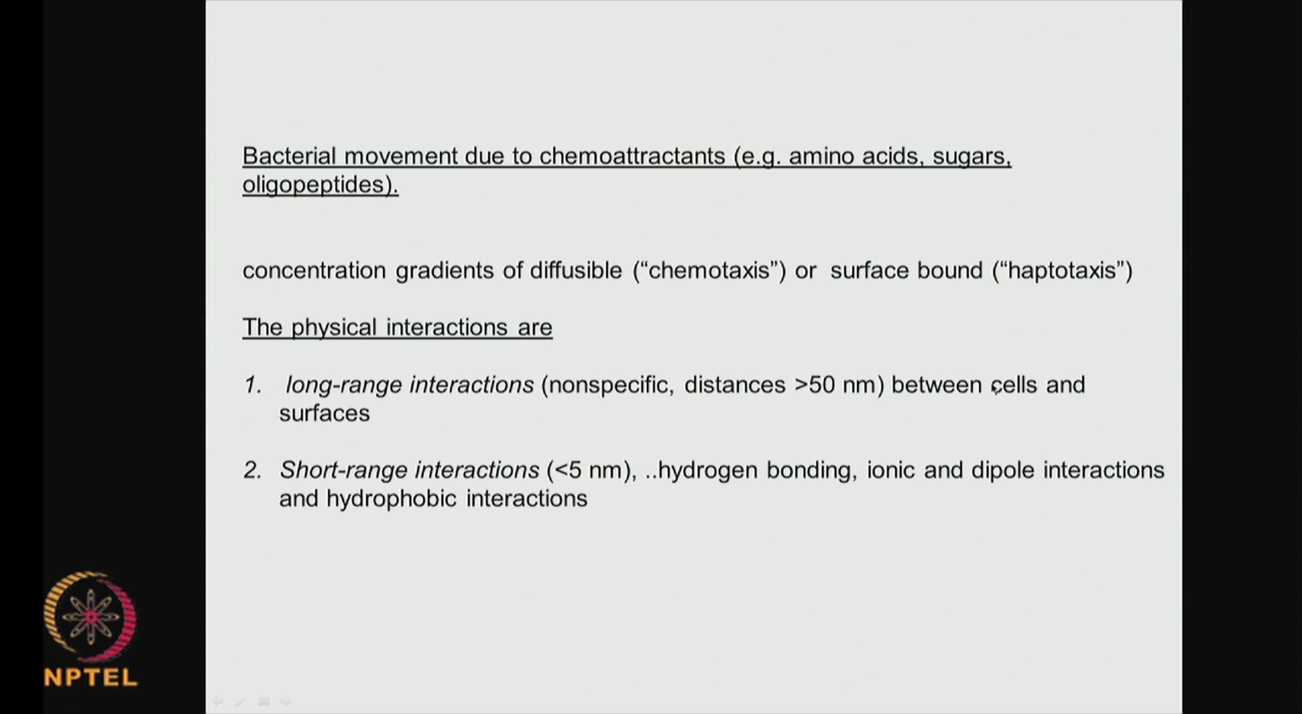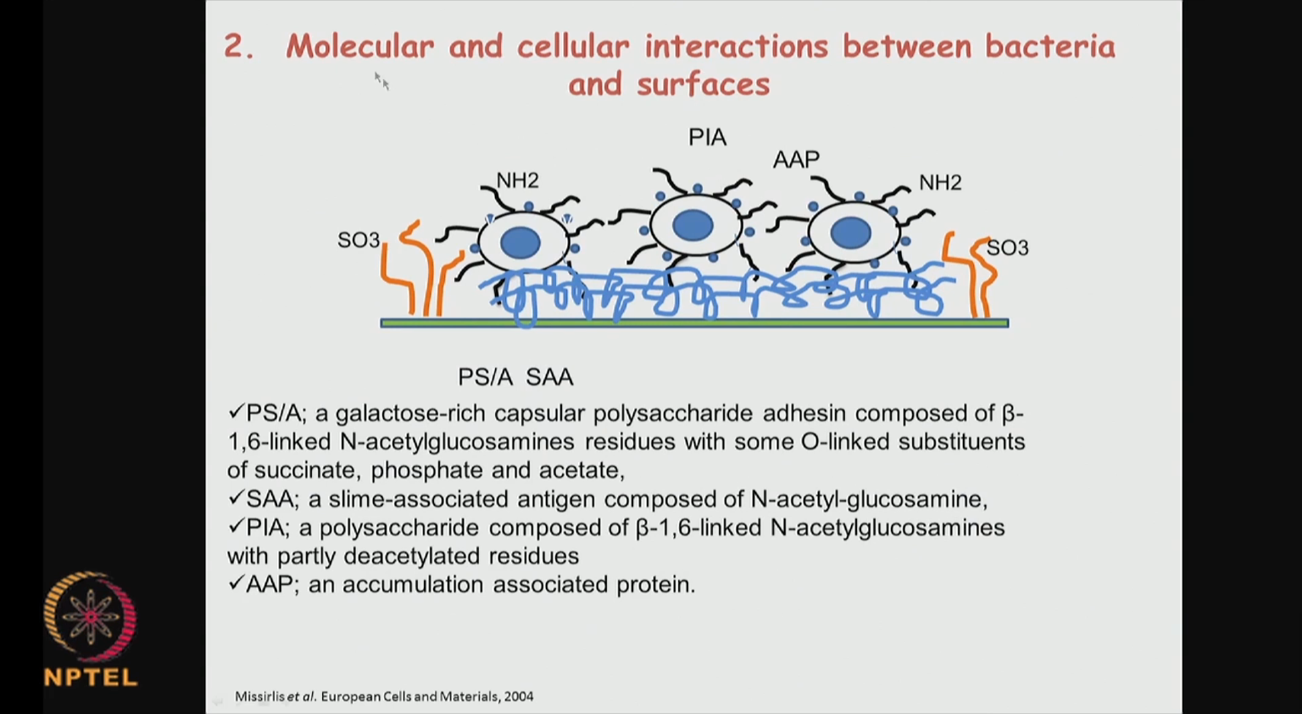That is why the bacteria starts moving towards surfaces. The molecular and cellular interactions between bacteria and surfaces: there are many proteins on the surface of the bacteria, which may be doing this type of job. So, the PSA is a galactose rich capsular polysaccharide adenosine composed of beta 1,6 linked N-acetyl glucosamine residues with some oxygen linked substituents of succinate, phosphate and acetate.